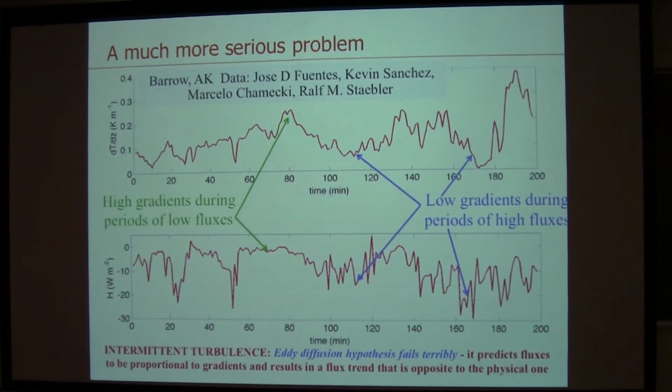And the problem with intermittency is that the eddy diffusion hypothesis just breaks down. You have no turbulence, and that increases gradients and shear. So gradients increase, but there's no turbulence, so there's no flux. And then suddenly there's a turbulence burst. This turbulent burst produces fluxes and reduces the gradient. So in intermittent cases, eddy diffusion just doesn't work.